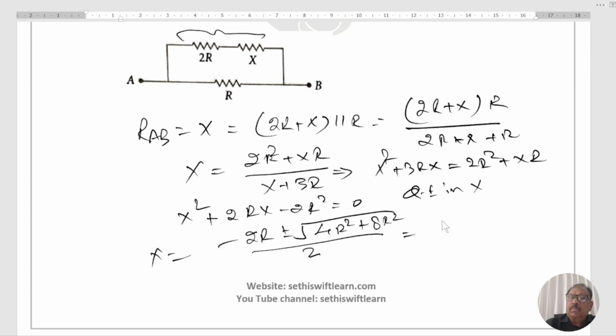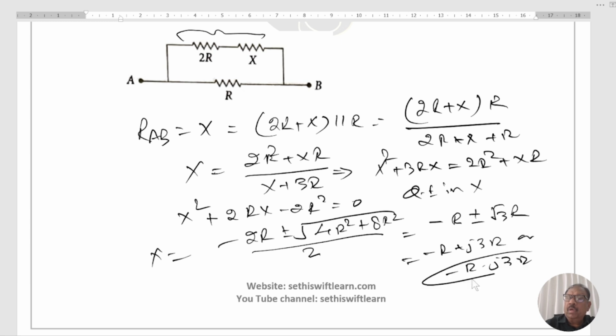On simplification, this comes out to be minus R plus minus, taking 4 common, 12, and the root of 12 is 2 root 3. The 2 cancels with the 2, so what remains is root 3 R. So the answers are minus R plus root 3 R, and minus R minus root 3 R.